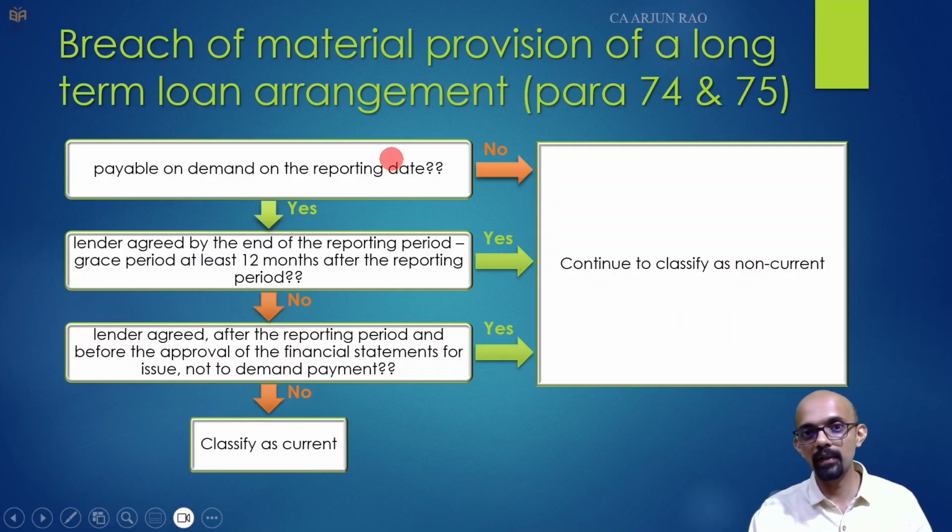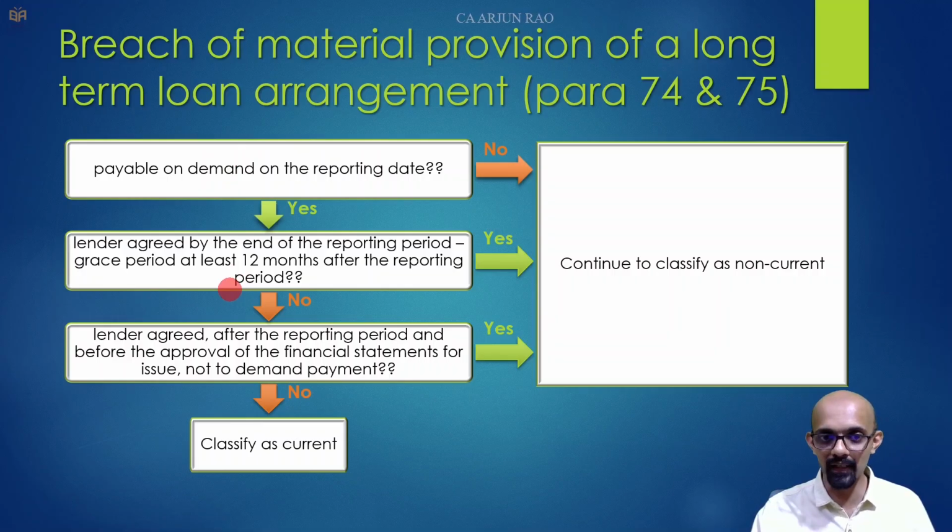If it is not going to become payable on demand, then it will continue to be classified as non-current. But if it becomes payable on demand, then we check whether the lender has given any grace period. If the lender has given a grace period, basically he has condoned the violation. If that is the case, then it continues to be non-current.